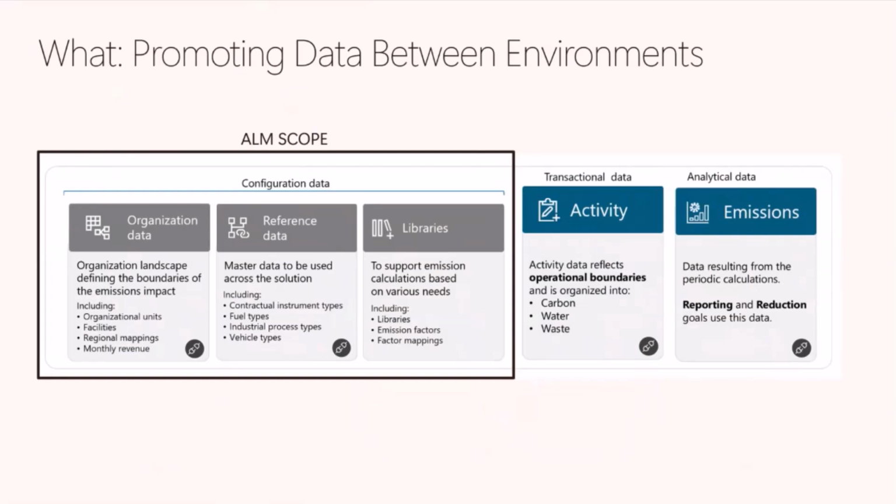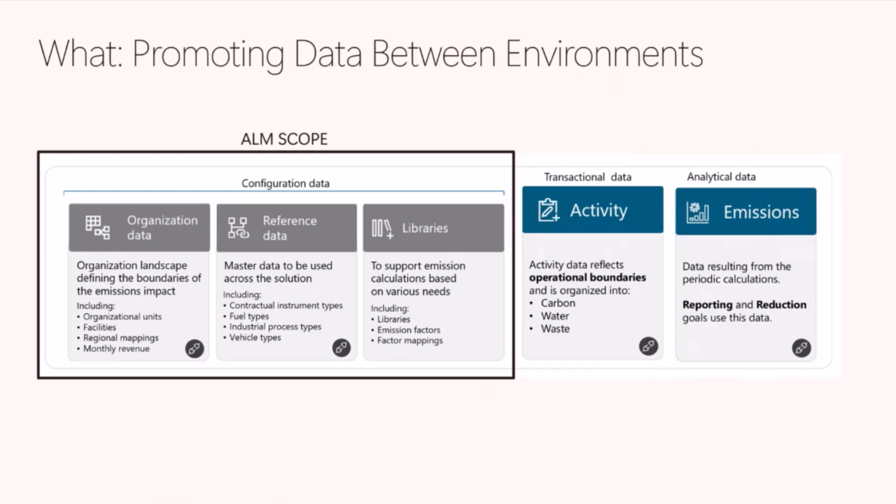So before going into detail, maybe let's look at our data categories in Microsoft Sustainability Manager. One category is configuration data. It includes your organization data, your settings, as well as reference data that you will use in your calculation model, and also factor libraries or factor mappings. So these are all configuration data, which can be your scope for ALM. It's optional, but if you would like to test and promote to the next environment, we suggest you add these elements to your ALM scope.